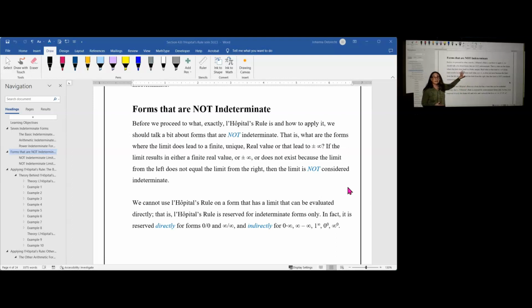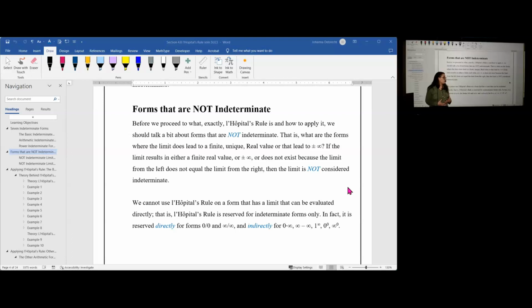Now, obviously, if you substitute the value of a into the function and you get a finite real number, then the limit exists and that's the value of the limit. That's determined. Also, if you apply some of the techniques that we learned in chapter 2, such as factoring and reducing a rational function, or multiplying by a conjugate and then reducing by canceling a like factor, if you get a finite real number, then that is the value of the limit, and it is determined.